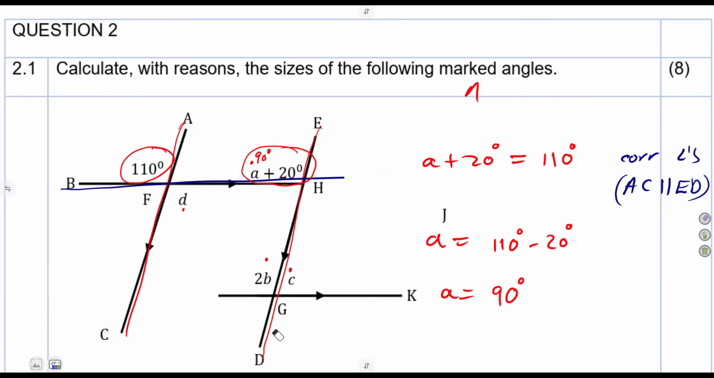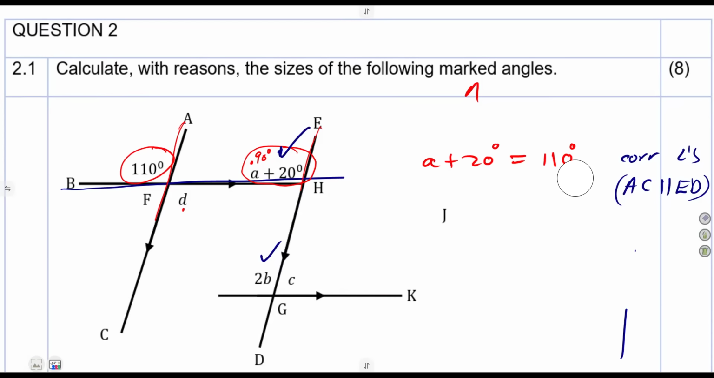Okay, then for B, we can see that we have got that corresponding angle concept because we have got lines which are parallel, GK and BH. And we have got corresponding angles. This one and the 2B, they are corresponding to each other. We still have this part of an F. One is outside, one is inside. So they are also corresponding angles there.